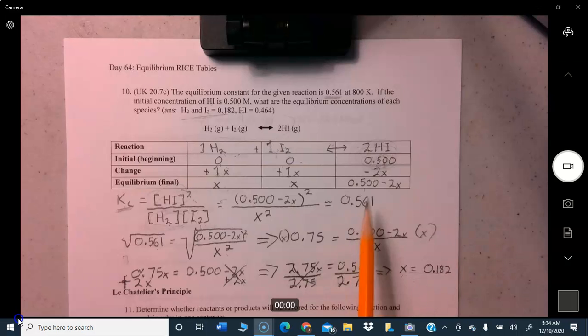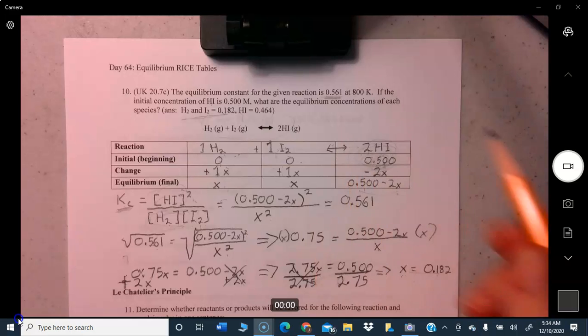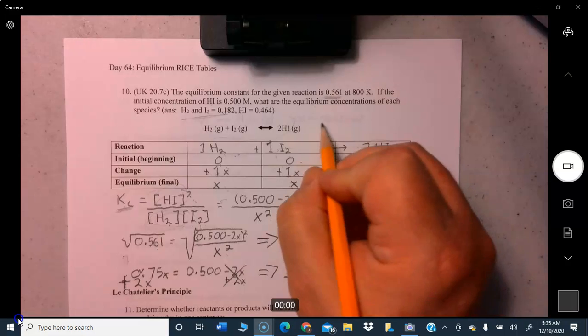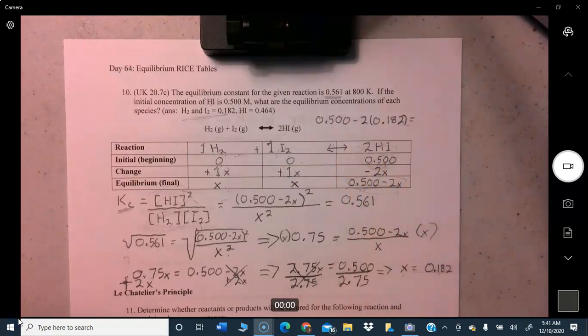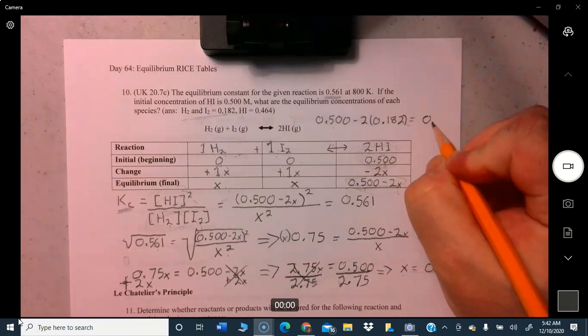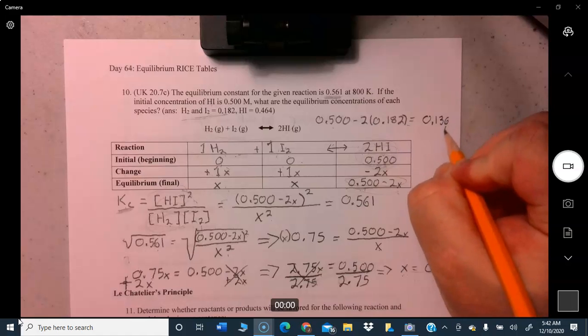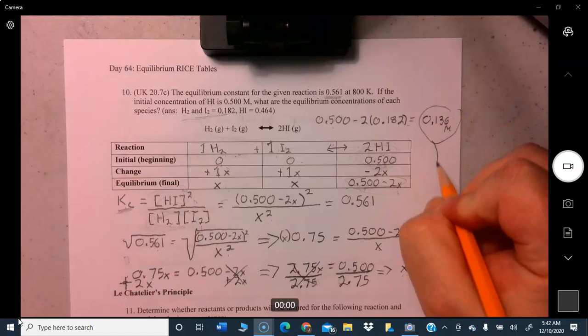Okay, so this one is simply going to plug this into that. So I'll come up here. I have a little more space up here. So I'm simply plugging 0.182 into this equation right here. Okay, so we're going to go ahead and do this calculation. 0.5 minus 2 times 0.182, and that gives us 0.136 molar for the concentration.